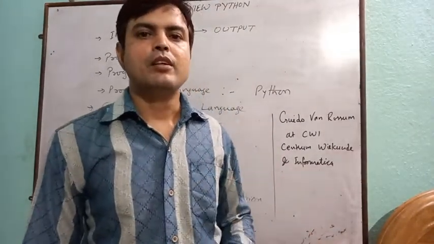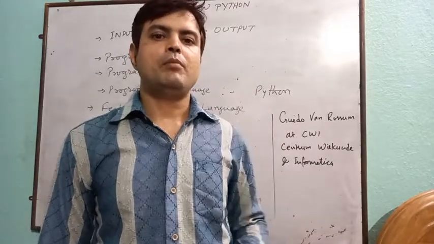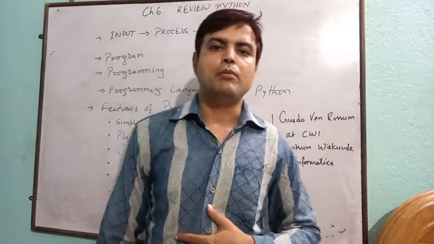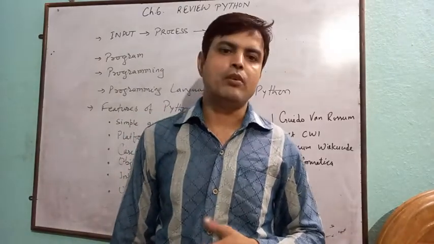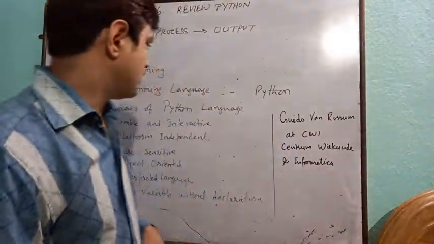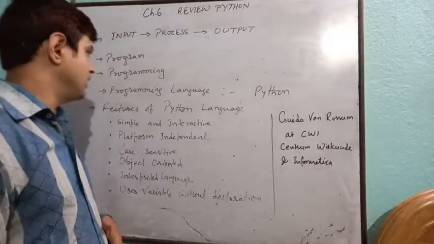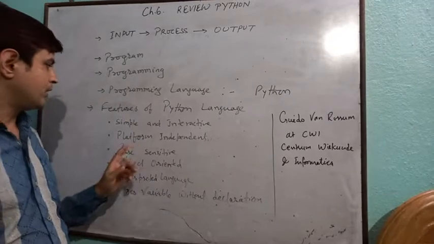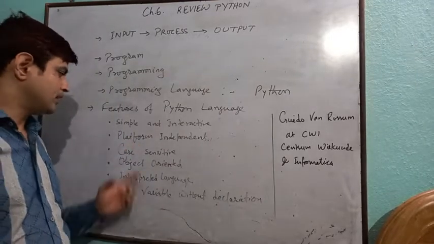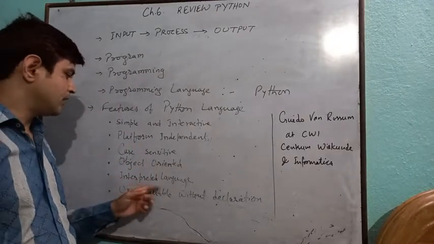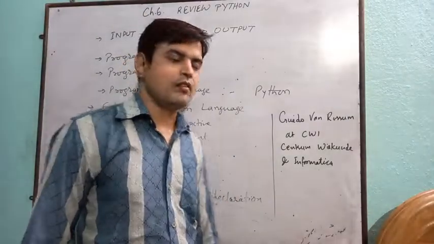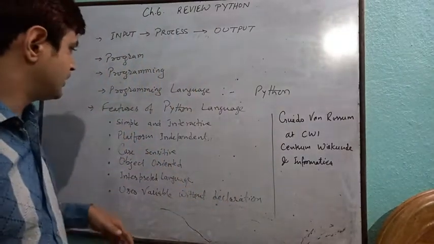In this chapter, however, you all have been introduced to Python in class 5, we will learn something more about Python. Python is a general purpose high level programming language whose features are: simple and interactive, platform independent, case sensitive, object oriented, interpreted language, uses variables without declaration. Let us discuss its features.